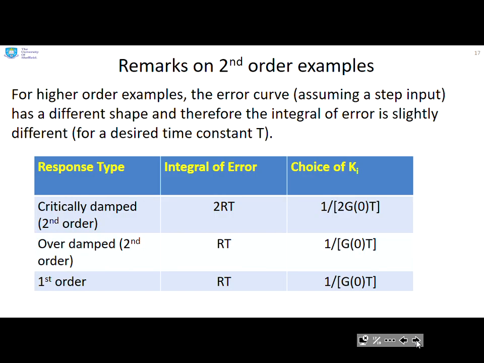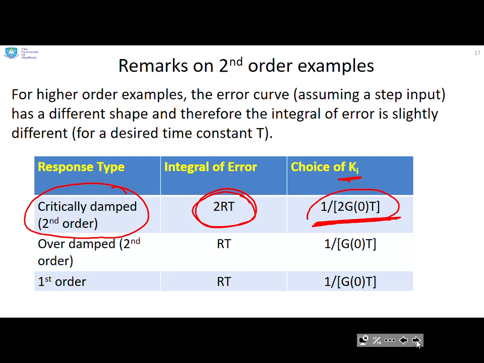Now, what about second order examples? For higher order examples, the error curve has a different shape, and therefore the integral of the error is slightly different for a desired time constant T. And what you'll see, a particularly important one, is if you take a simple critically damped second order system, the integral of the error curve is now going to be 2T, so it's twice as big as with a first order system. So that means that the required Ki has to be half as big. So that's a key observation, that you may need the Ki to be smaller if you have higher order systems.